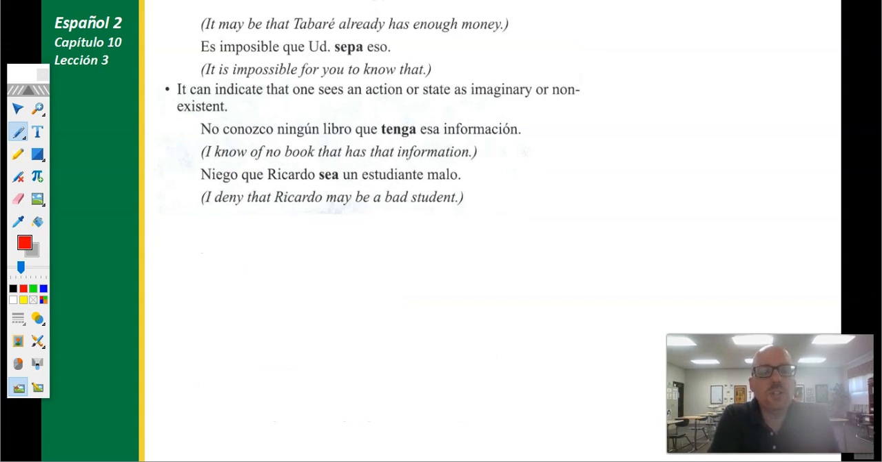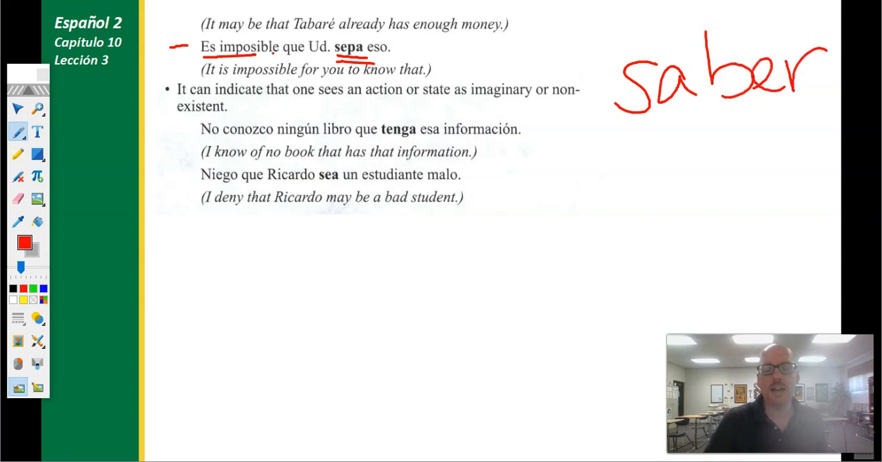Es imposible que usted sepa eso. Es imposible. It is impossible for you to know that, you could know that. Es imposible gives high doubt. It is doubtful. It is not a possible thing that you could know this. So this contrary statement here in the independent clause is what triggered the second clause to be conjugated in the subjunctive mood. Es imposible que usted sepa eso. And of course, that sepa, you know, is a form of the verb saber, to know, as in facts and information.